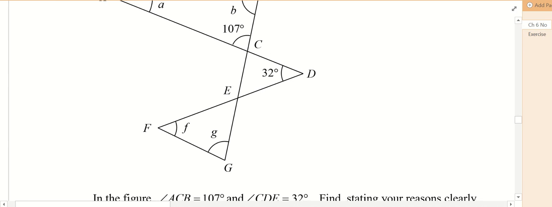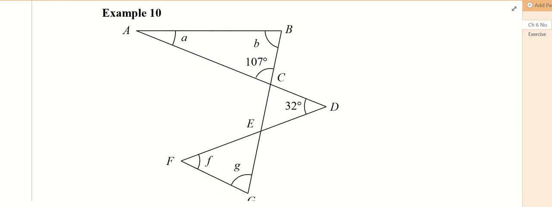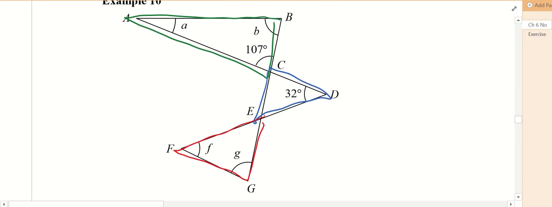Okay, example 10. This will be the last example that we will discuss in this video. You can try the subsequent ones on your own. This diagram is made up of three triangles: triangle ABC, triangle CDE, and lastly EFG. We recall that all the interior angles in a triangle add up to 180. Before I even start the question, I already have some information here and there.